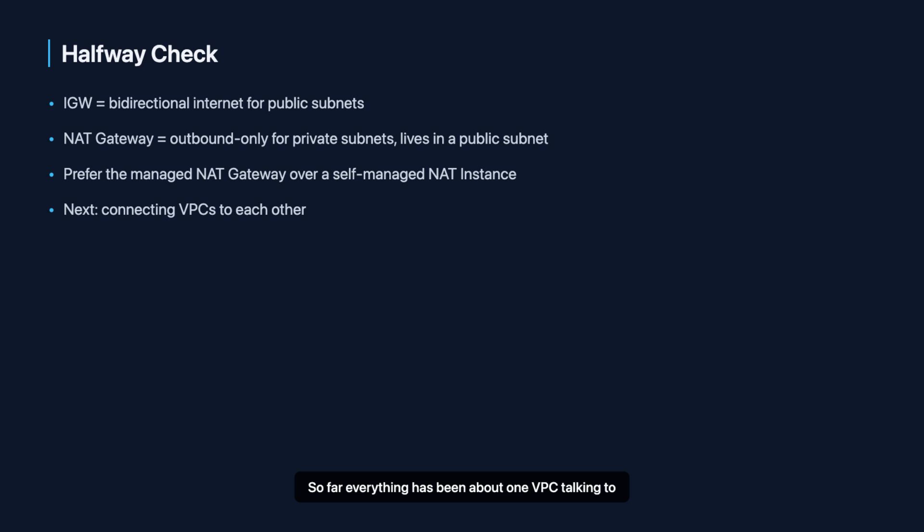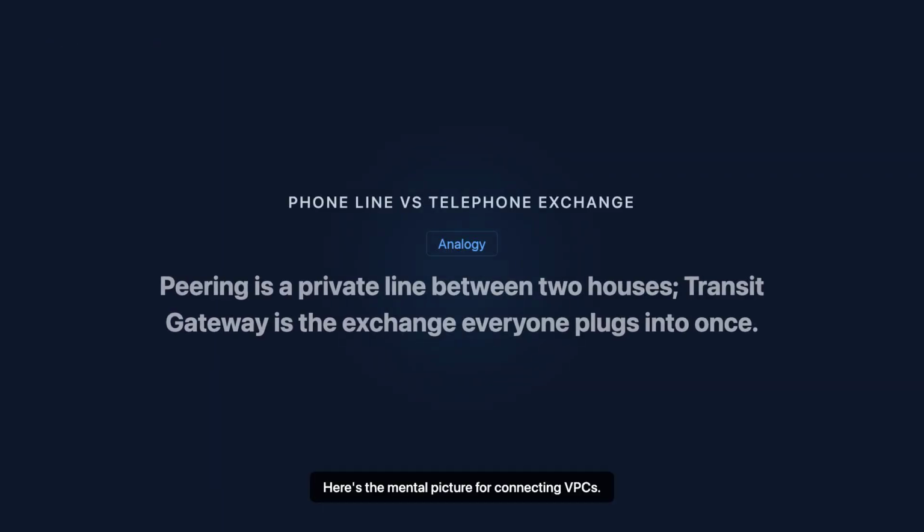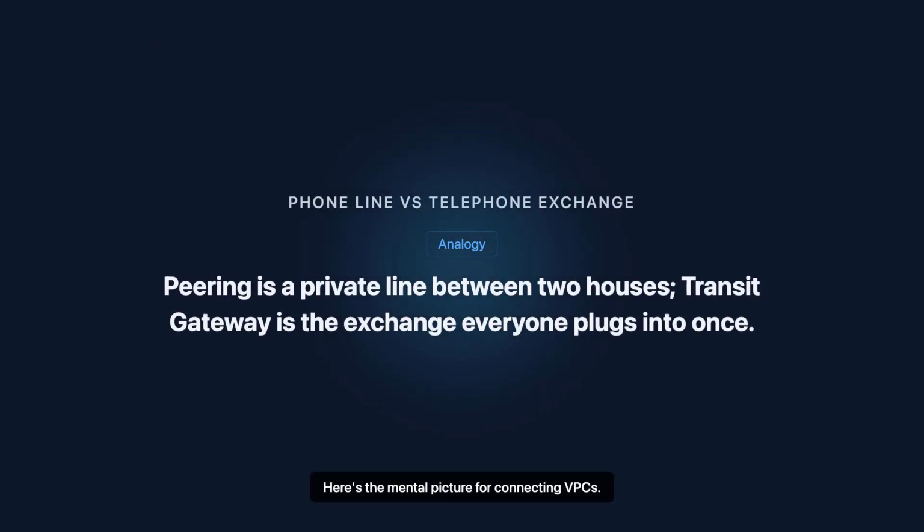So far, everything has been about one VPC talking to the internet. But what happens when you need two VPCs to talk to each other? That's the next piece. Here's the mental picture for connecting VPCs.